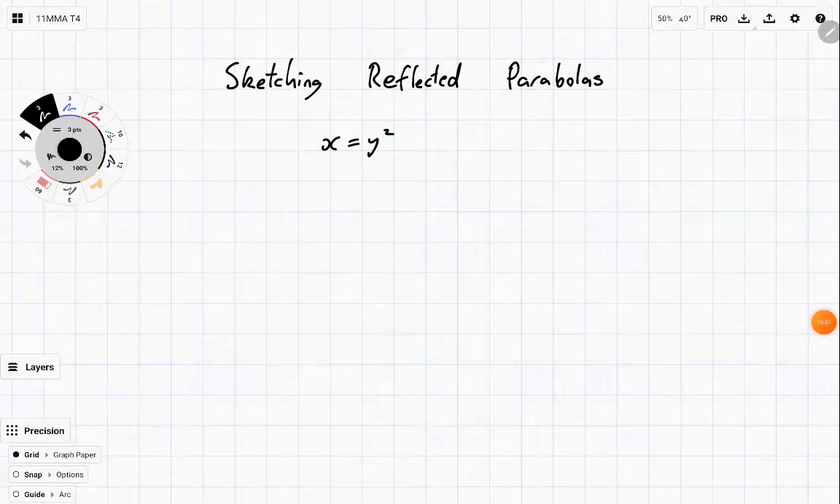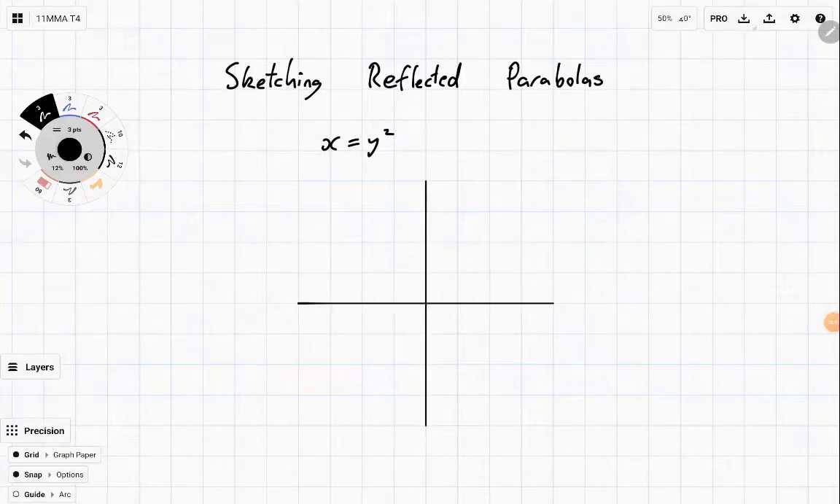Alrighty, today we're going to be looking at sketching reflected parabolas. So when you think about a reflected parabola, you're probably thinking of something that looks like this. That is a reflected parabola. However, it's been reflected in the x-axis. You might say, well, if we reflect a parabola in the y-axis, we just get a parabola.